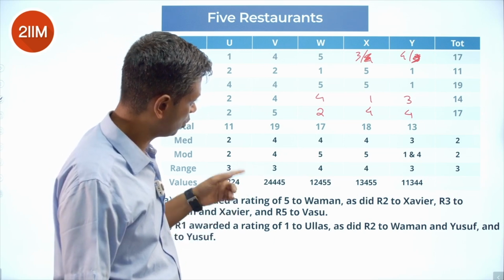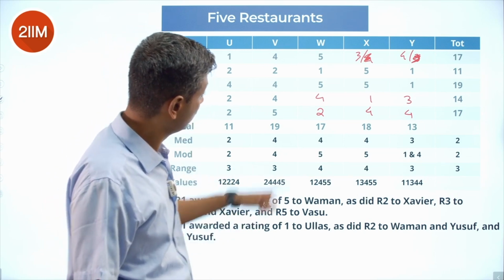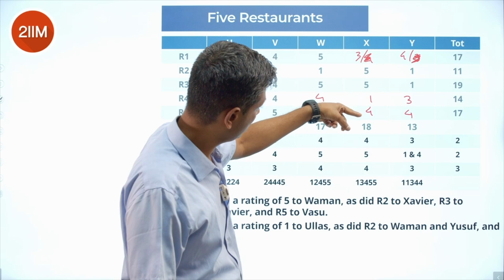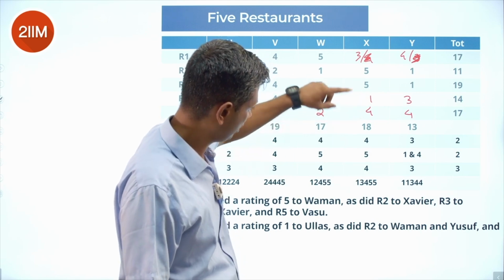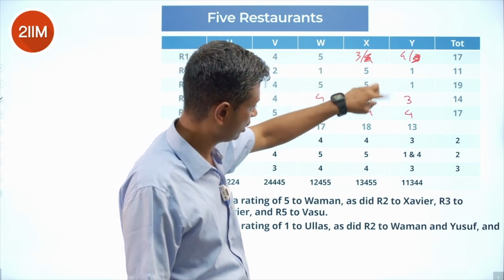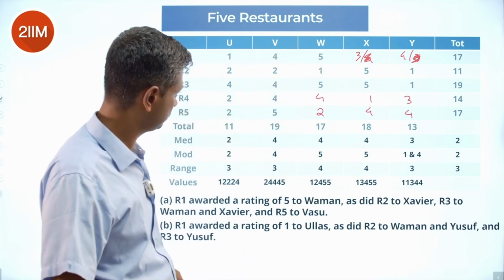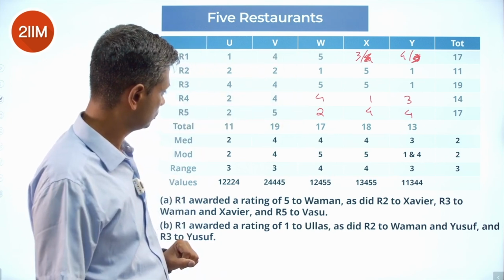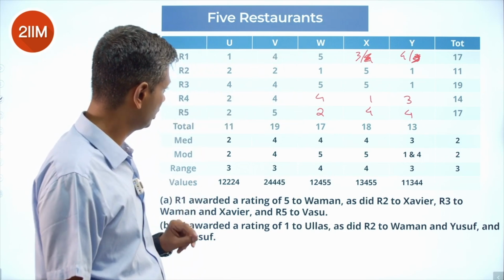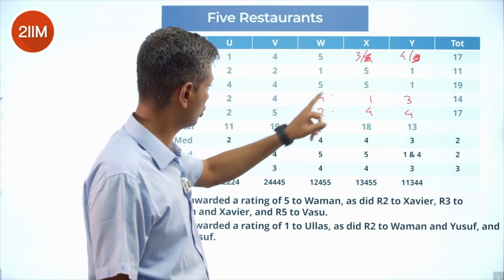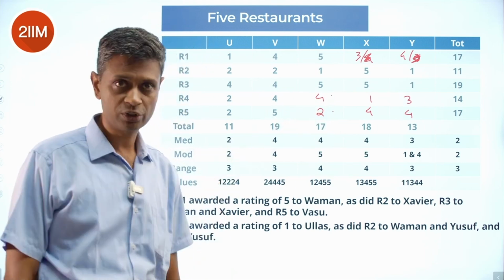1, 1, 3, 4, 4. Yep, that adds up. 10, 13, 14, 18. That adds up. 1, 3, 4, 5, 5 is fine. 1, 1, 3, 4, 4 is fine. 1, 2, 4, 5, 5 is fine. This is one possibility. I could have put a 2 here and a 4 here, the other way around. We'll see what happens then.